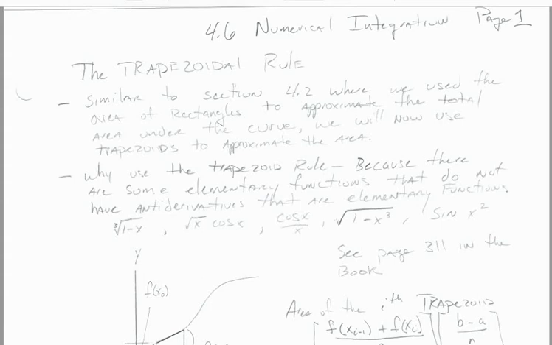This is section 4.6 in your book. We're going to go through some numerical integration, and we're going to learn about using the trapezoid rule. We're going to use that when there are functions that just don't have good antiderivatives.